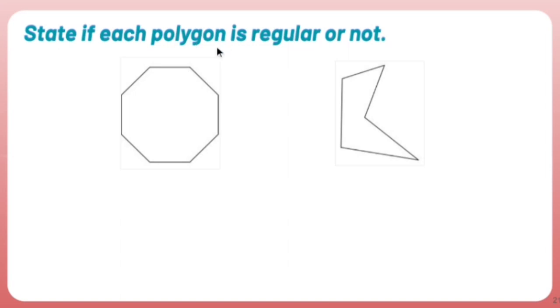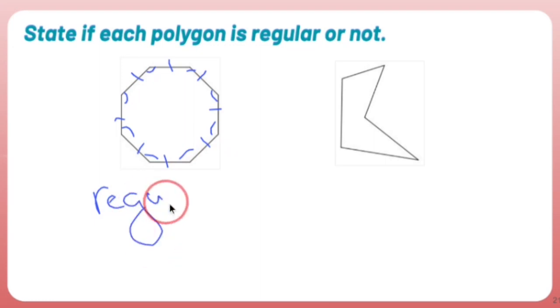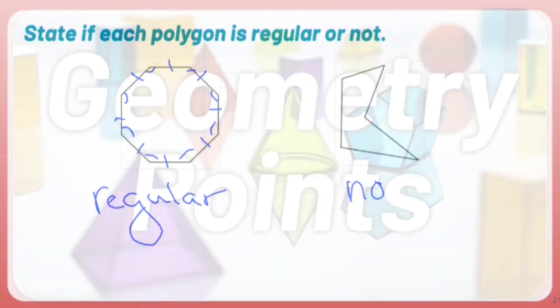State if each polygon is regular or not. A polygon is regular if all the sides are congruent and all of the interior angles are congruent. So you look like you are all congruent, and you look like you're all congruent. So I would say, yeah, that's regular. You, no. And I don't even have to mark anything. That's obviously not a regular shape. Okay? So regular, not regular, done.